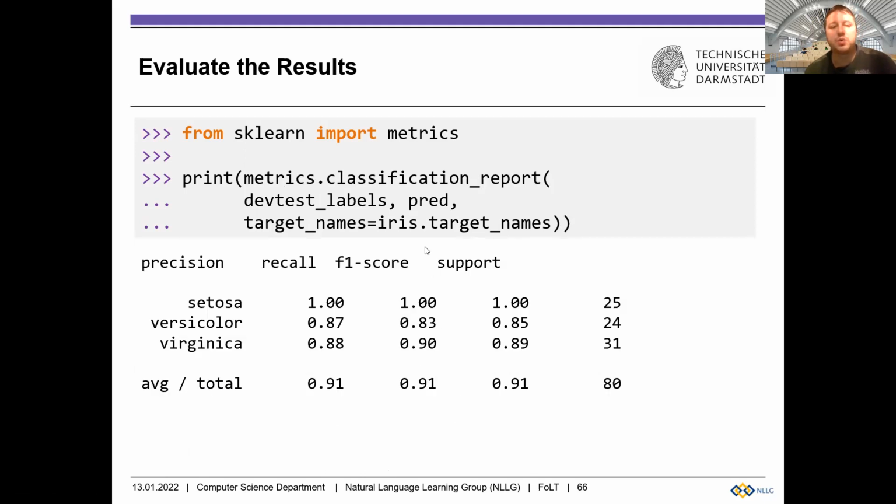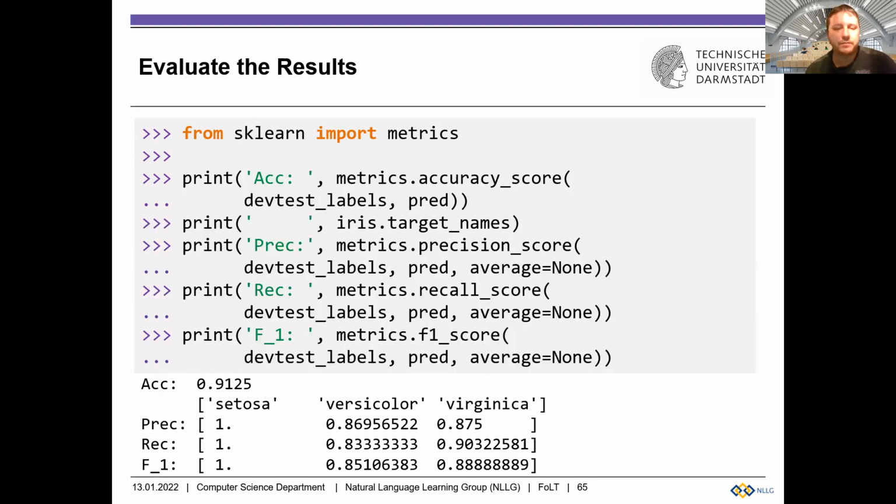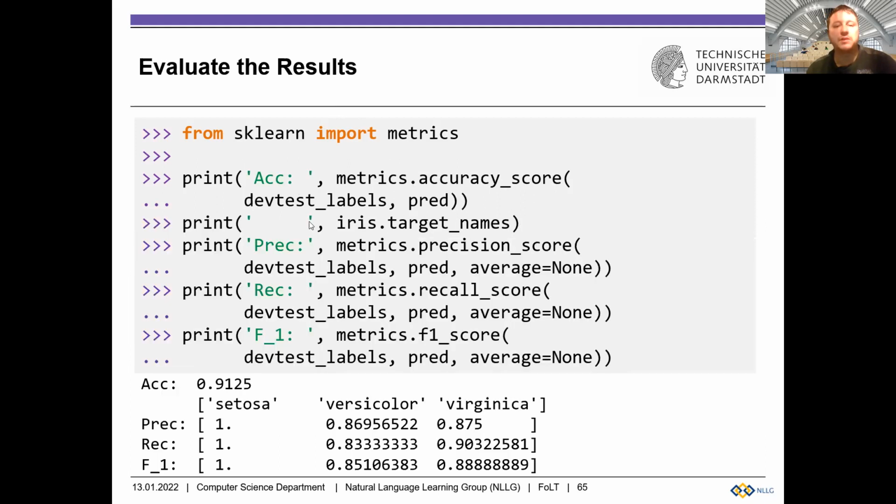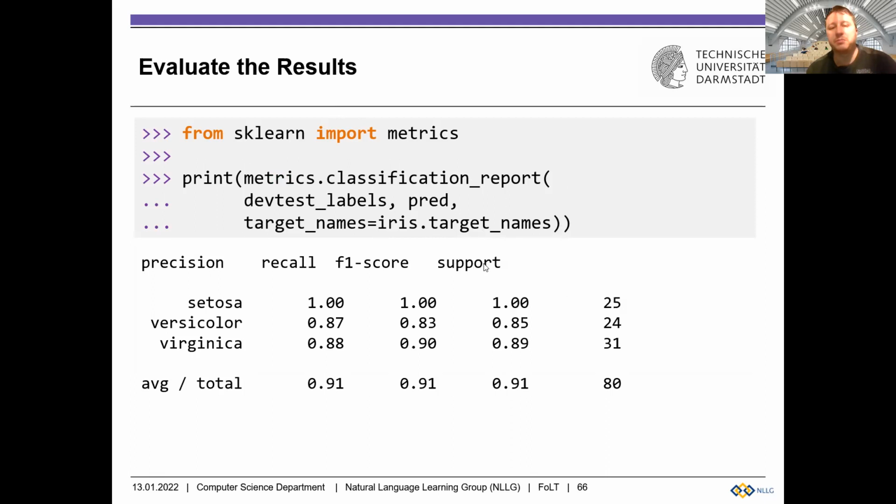We can also do, what's that? That's actually the same thing, in a different format. So obviously there's a classification report which gives out all those numbers at once without doing it separately. And it also gives us the support. The support is the number of instances which have a certain label. So in total, we have 80 instances in this data set. So obviously that's the test data set.